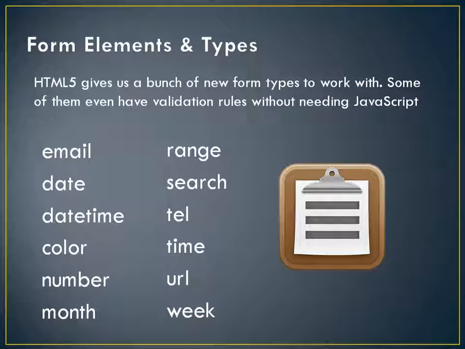We also have date and date time input fields, color, which gives us a hexadecimal color picker, a number, month, a number range, a search input type, telephone number, time, URL, and week. Okay, so these are all new HTML5 form elements.